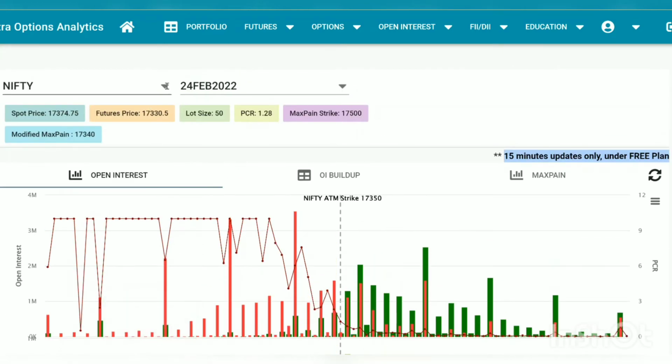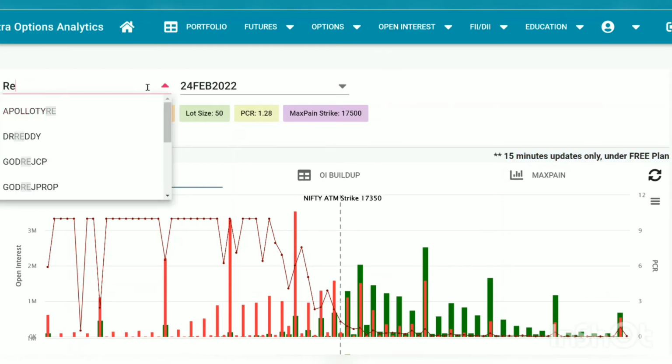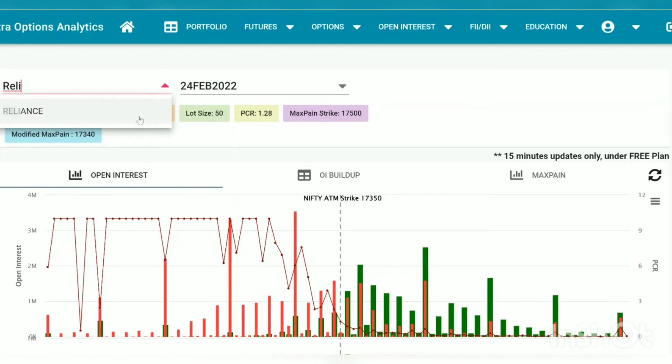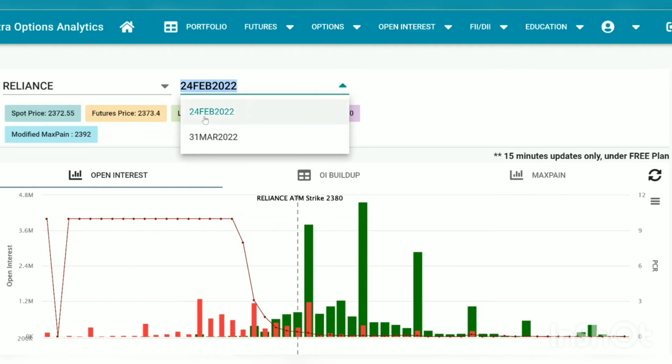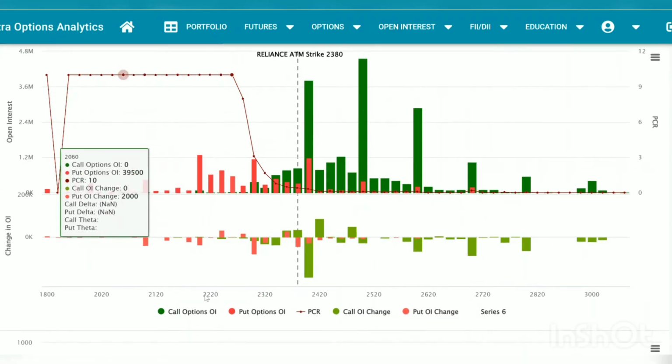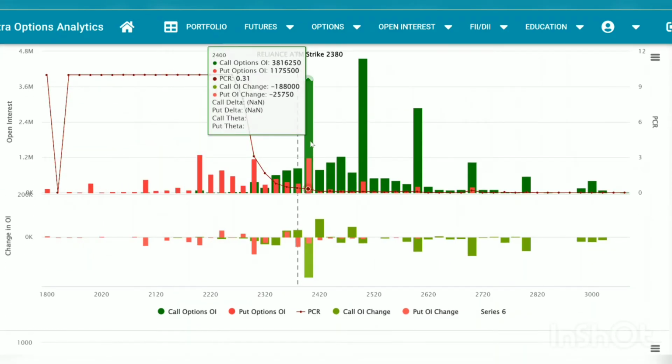Let's take an example of any stock. Let's take Reliance, a favorite stock, and see what the current open interest is. In the case of stocks, we have monthly expiries, not weekly. So you can see we have 24th Feb and directly 31st March, not the weekly one.